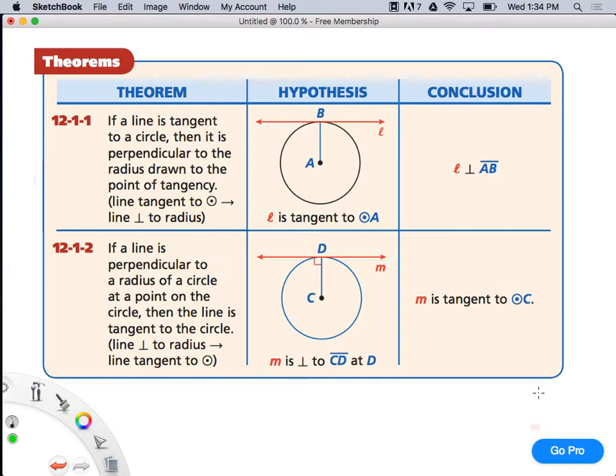Just write it down. Not on this page, on this page. Guys, the tangent and radius are what? Perpendicular. The tangent is what to the radius? Good. The radius is what to the tangent? Perpendicular. Good. The tangent and the radius are perpendicular.